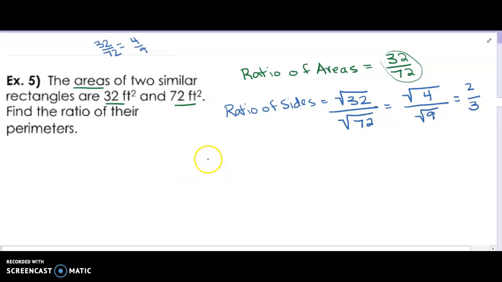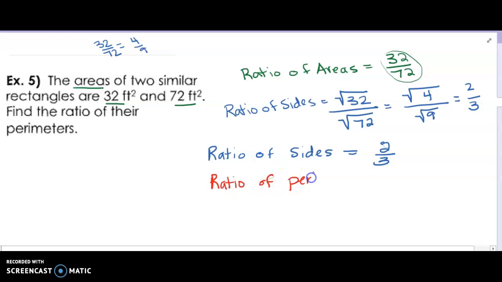So the ratio of the sides is 2/3, and therefore the ratio of the perimeters, which is the same thing, is 2/3.